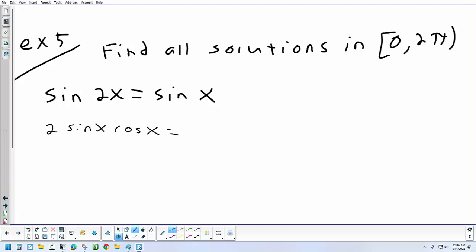Now that we've derived that formula, I don't want you to write it as sine x plus x, and then go back through the whole thing and do the sine sum identity. You know this formula, you can just use that now. So 2 sine x cosine x equals sine x. What do you think the next step is going to be?